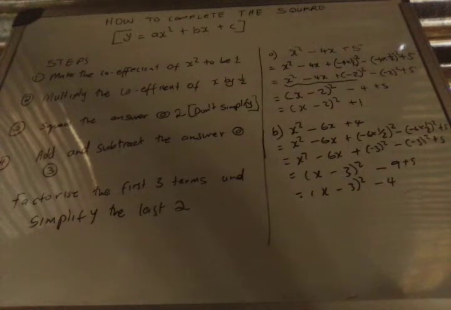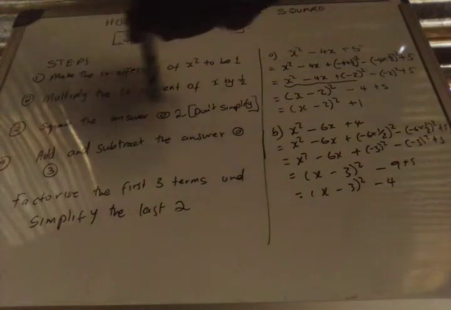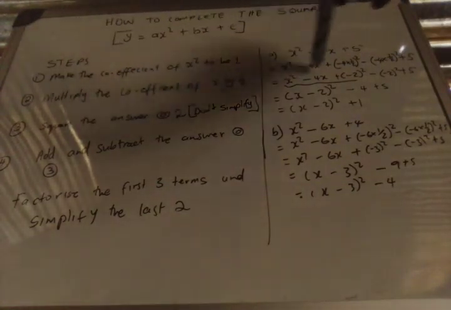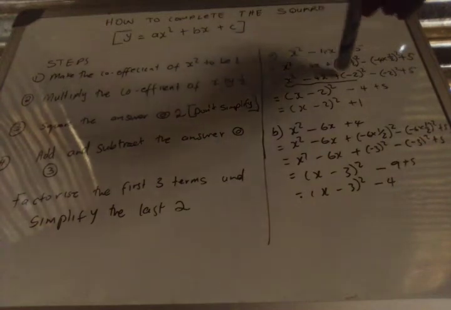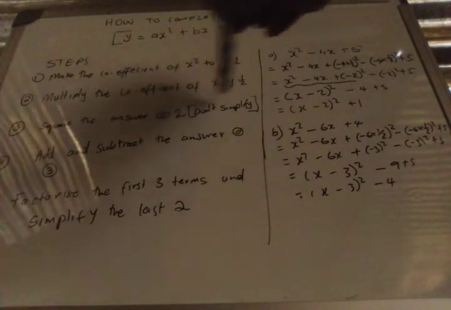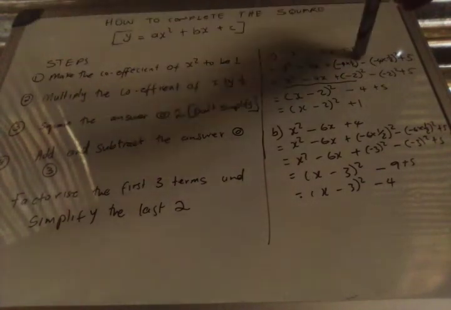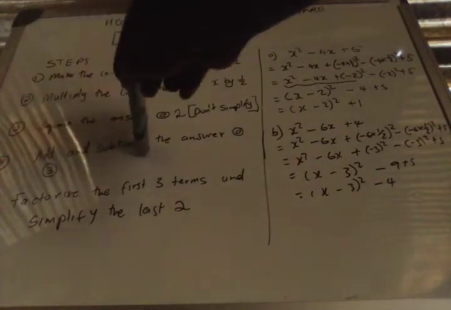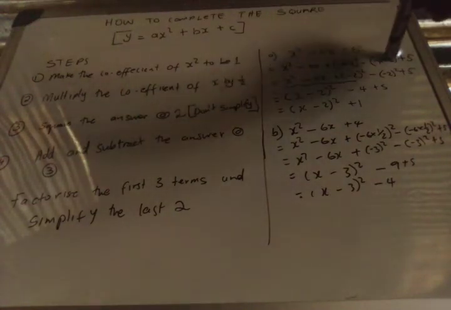So what does step 2 say? Step 2 says to multiply the coefficient of x by half. The coefficient of x is negative 4, so we're going to say negative 4 times half, which is what we did in this bracket. So it means we have done step 2. Square the answer. We have squared it. And then add and subtract. So we have added and we have subtracted.